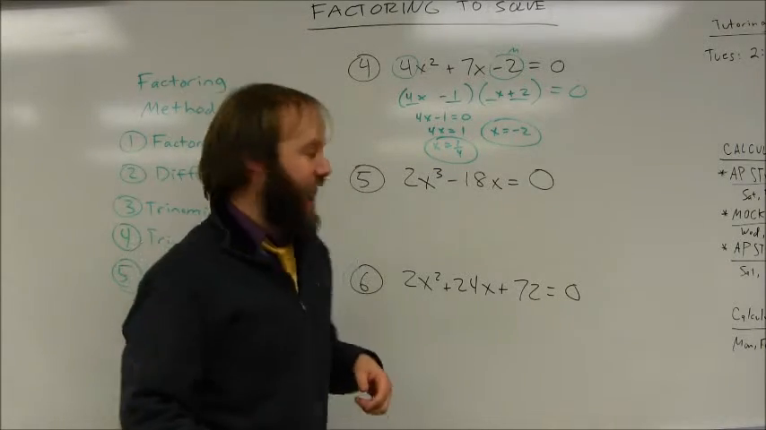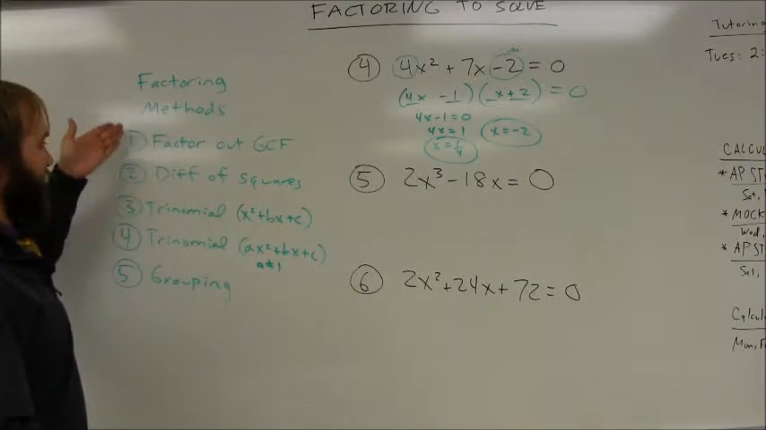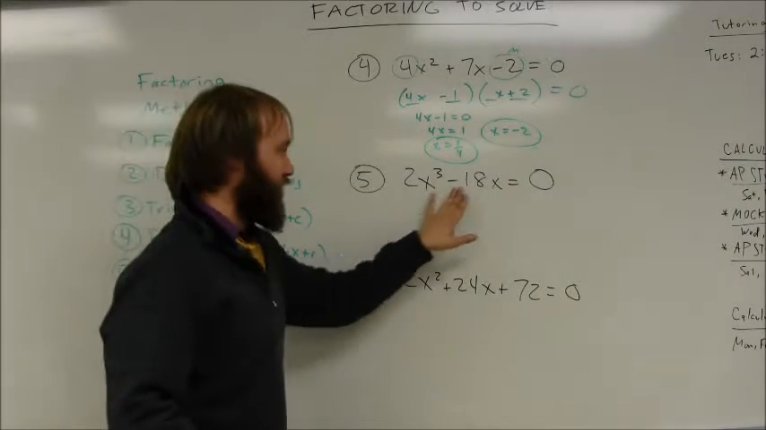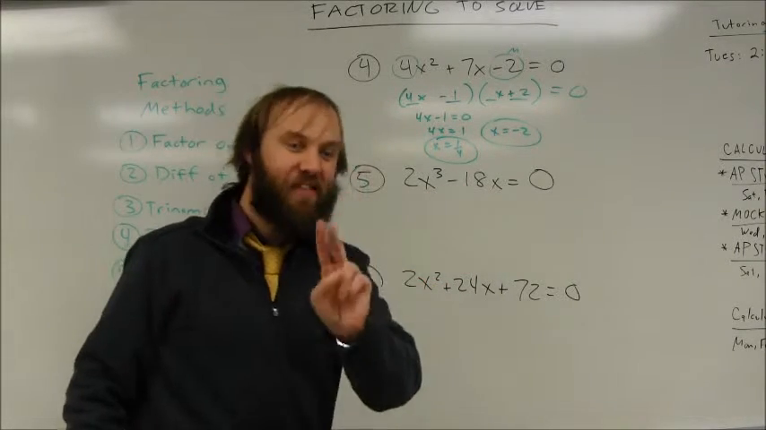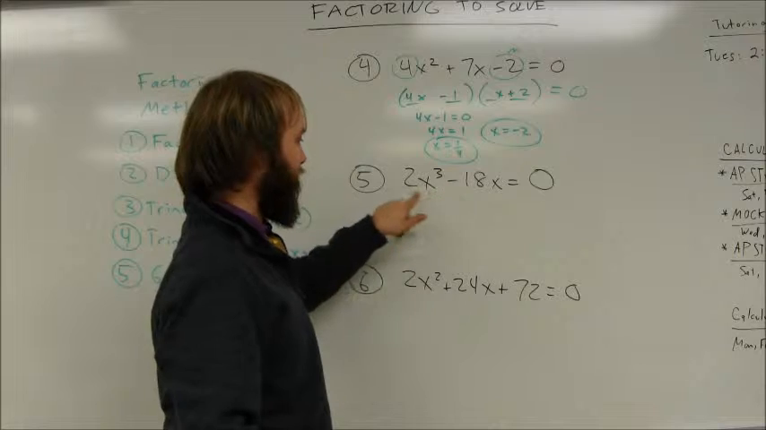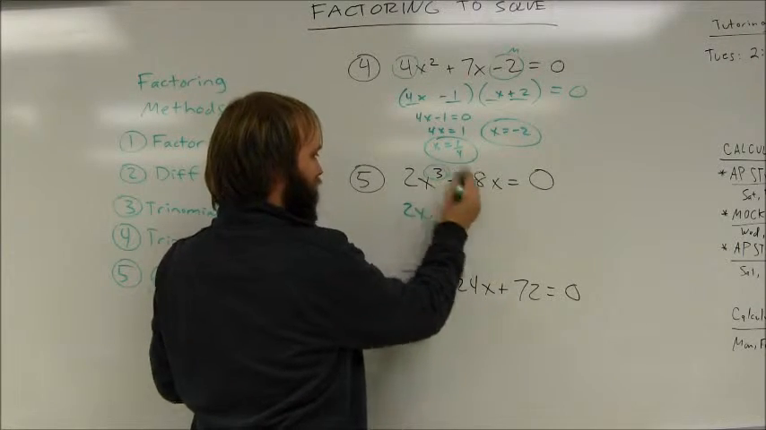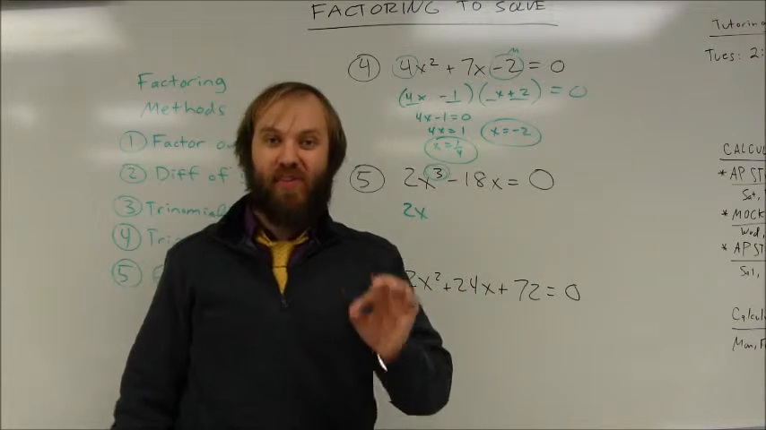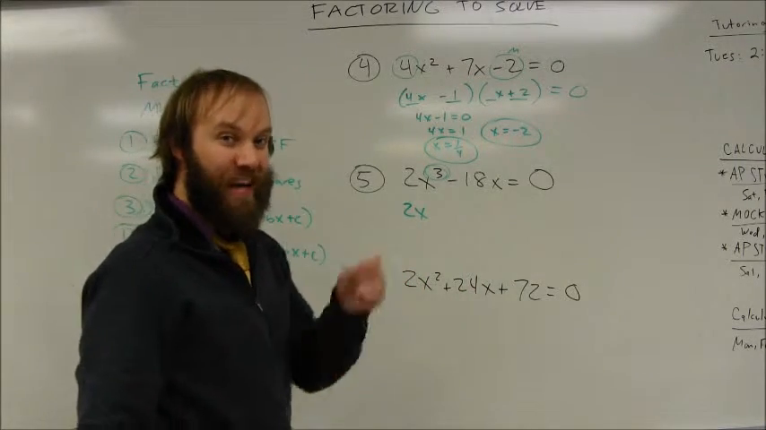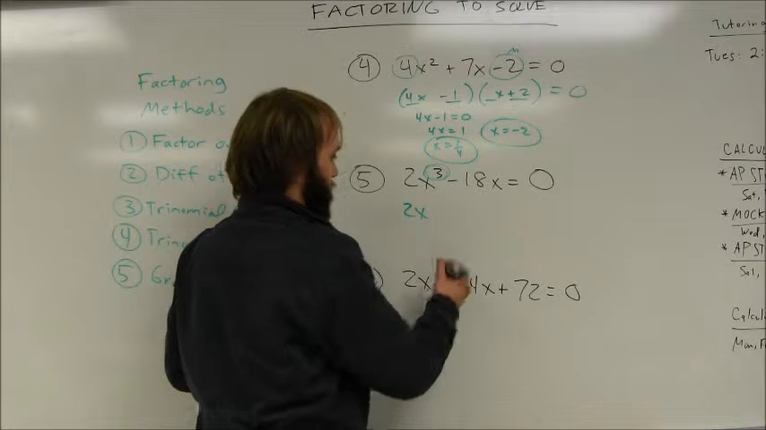In example 5, you go down through the process again. Always start by checking for a greatest common factor. Notice I have 2. I can divide out a 2, and I can divide an x out of both of these. Okay? Notice, by the way, cubed, probably going to have 3 solutions, or at least I should be able to explain why it doesn't if that happens.